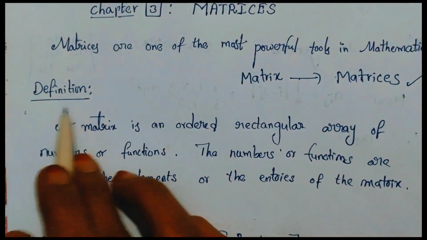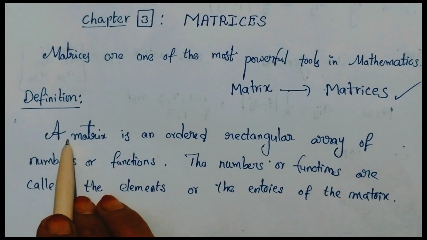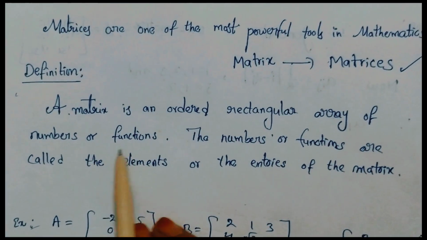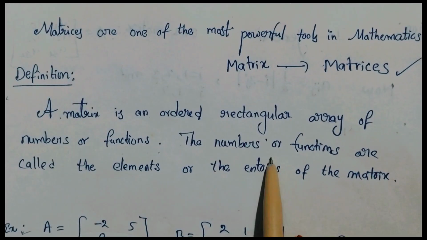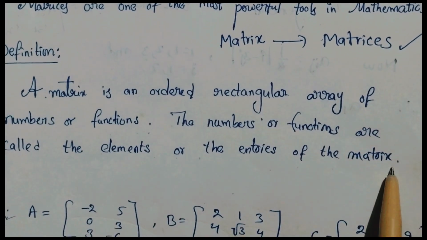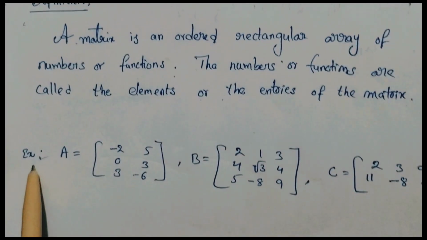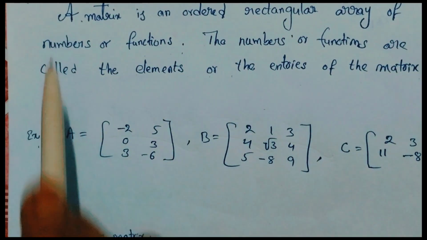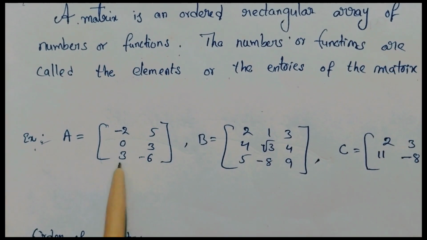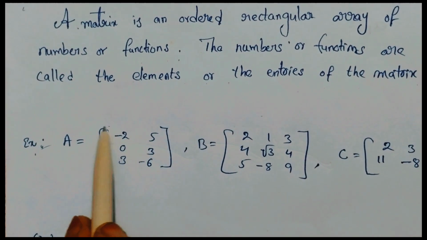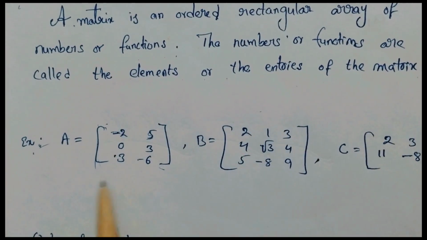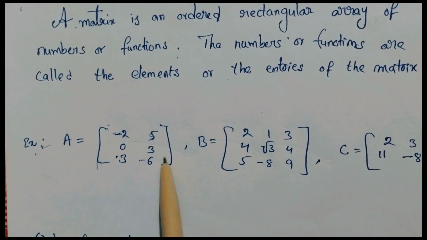First, we learn the definition of matrices. A matrix is an ordered rectangular array of numbers or functions. The numbers or functions are called the elements or the entries of the matrix. Here are some examples. This is the rectangular array, and in this matrix, these numbers are called entries or elements.